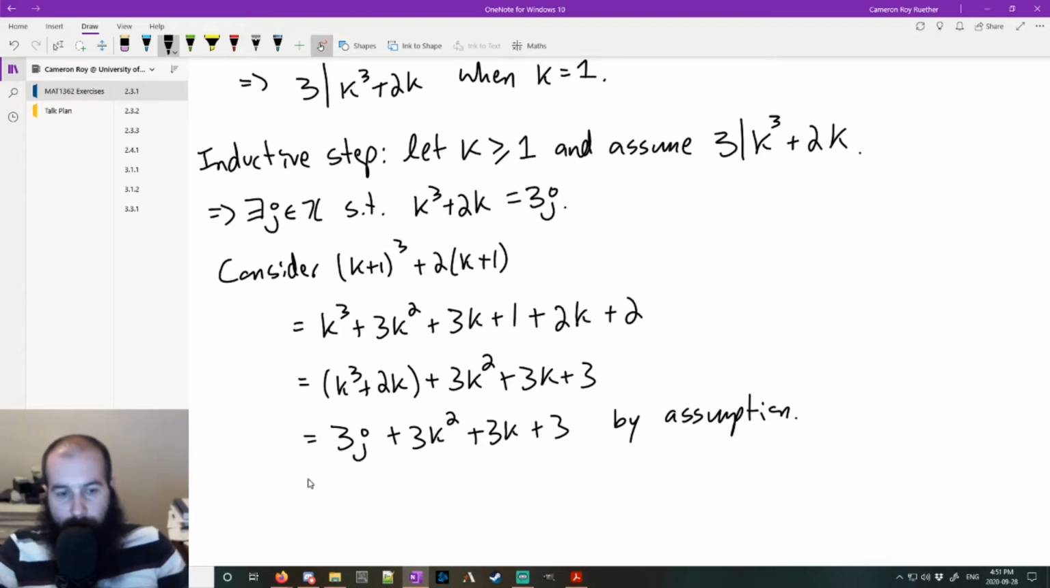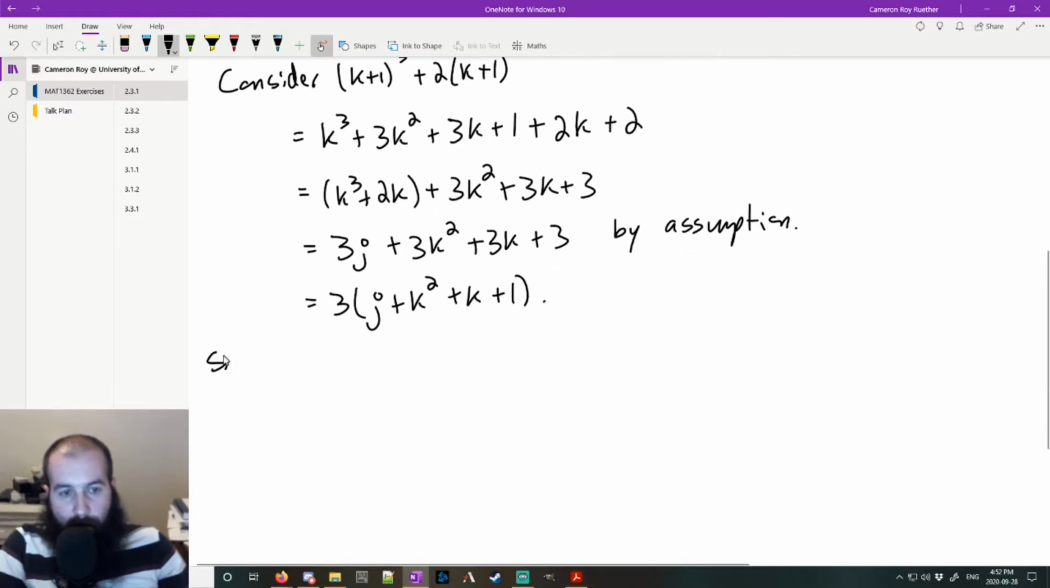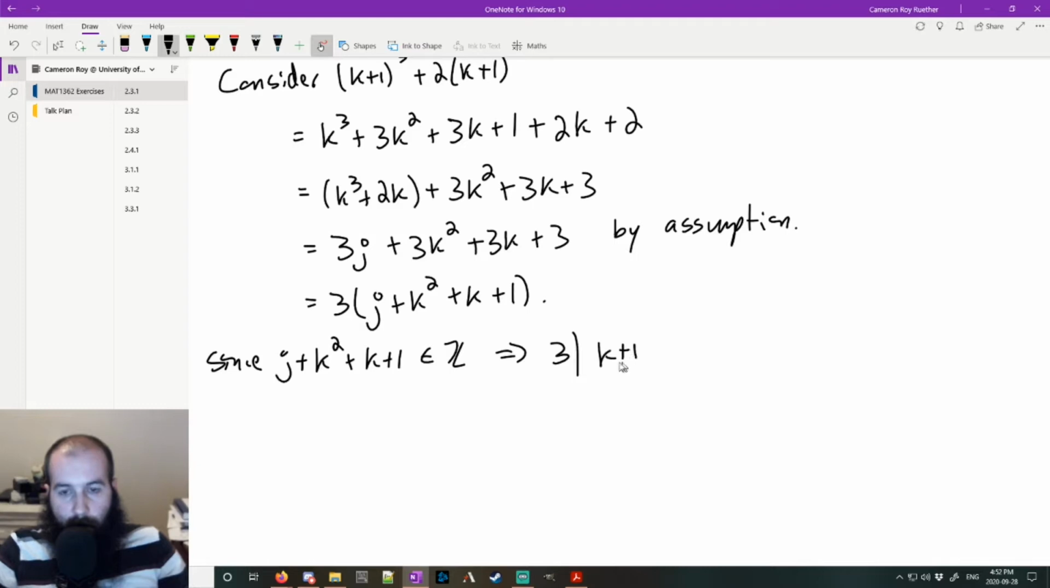And now there's a common factor of 3 on all terms, which we can factor out. Then we can say, since j plus k squared plus k plus 1 is an integer, since all of its pieces are integers, this means that 3 divides this expression that we considered, which is the expression at k plus 1.